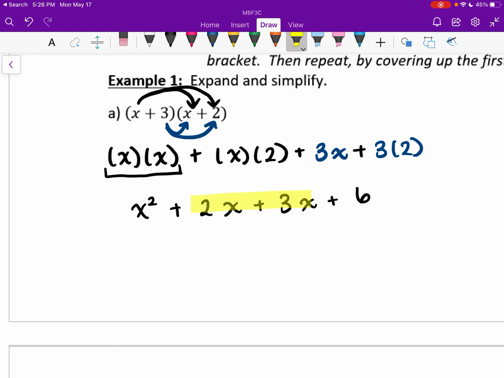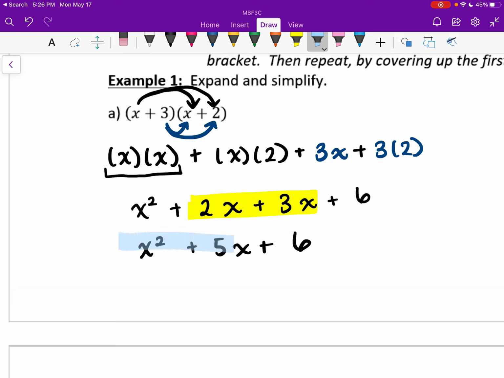Then I notice that these two are like terms because they have the same variable with the same exponent. The reason that the x squared isn't a like term is because it has a squared and this one doesn't. So I leave the x squared as is. I do 2 plus 3, 5x, and then I'm left with the 6. And that is my final answer.